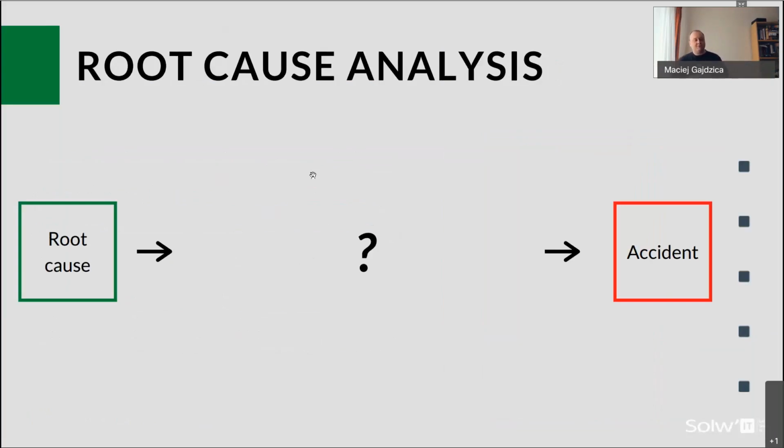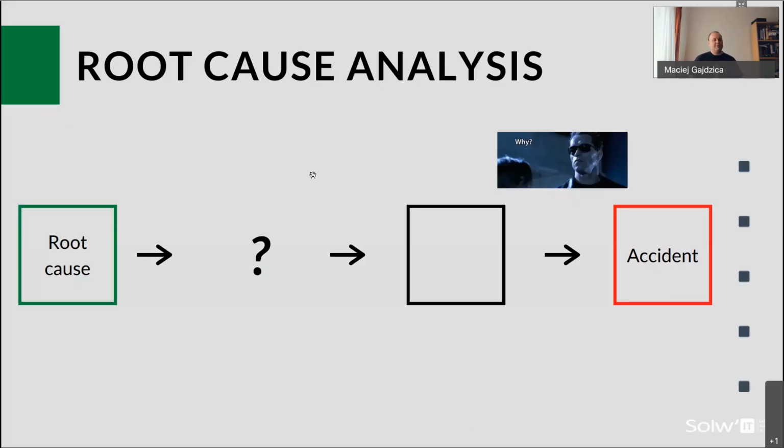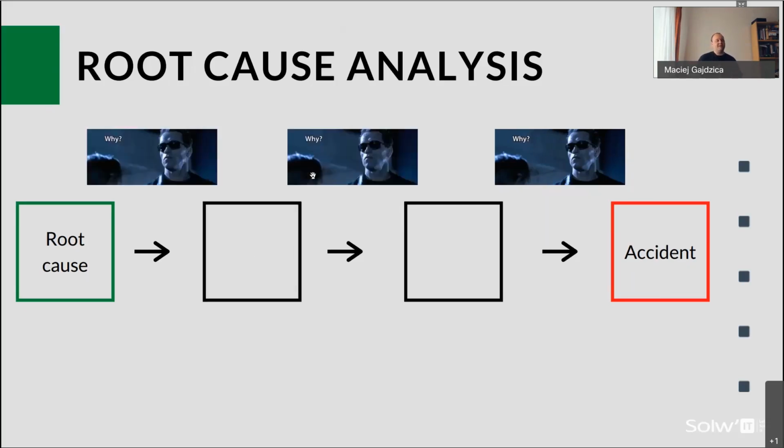And we assume that there was some action that started a chain of events that led to the accident. So we must have this terminator mentality and ask why. So we know the accident happened. We have some clues. So we try to find the answer to the question why that happened. And we know that something else happened earlier. Then we also ask why, and we end up with some root cause.